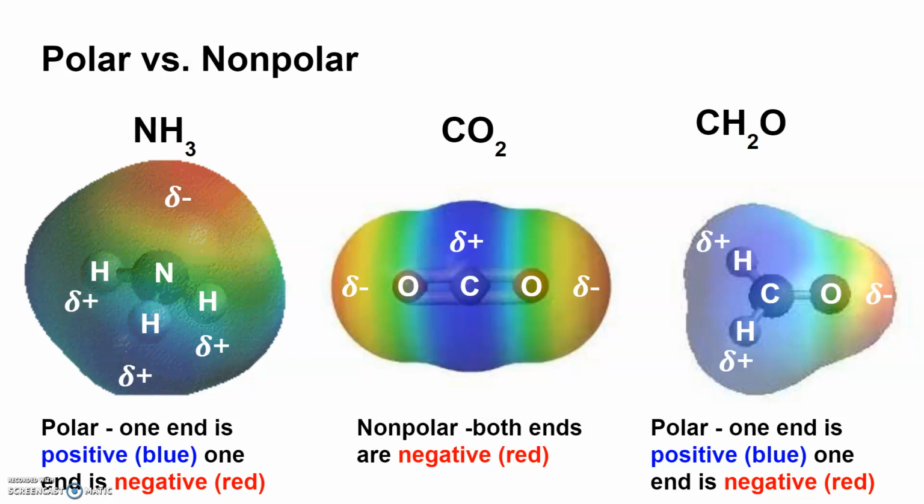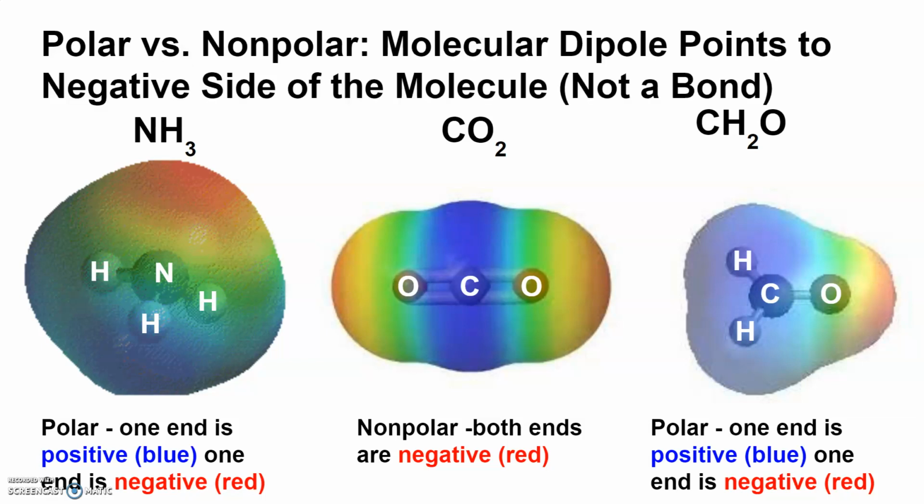Now, in addition to looking at electrostatic potential maps, we can also represent the polarity of these molecules using the molecular dipole. Now, remember, the molecular dipole is not a bond dipole. The bond dipole is for an individual bond, but a molecular dipole points to the negative side of the entire molecule. So, for example, in NH3, the dipole would point up towards the nitrogen.